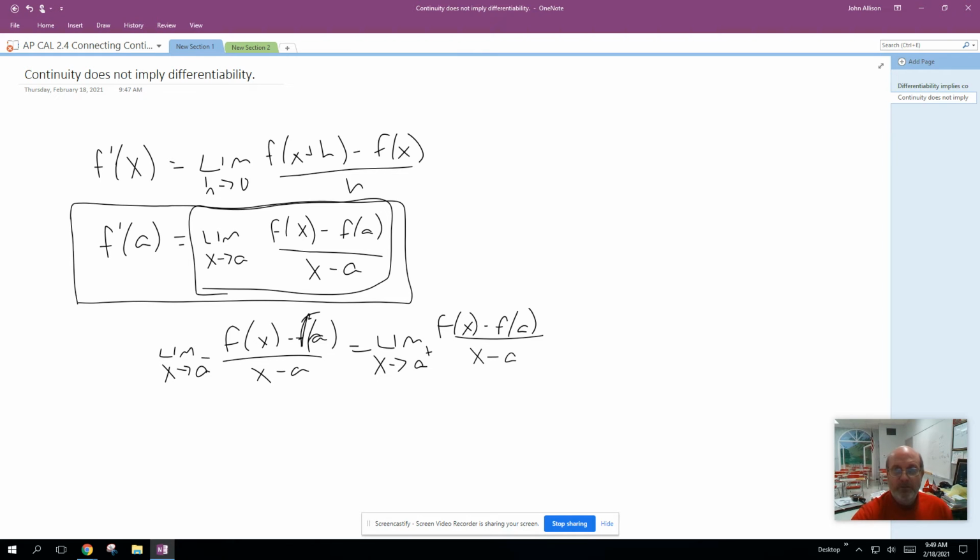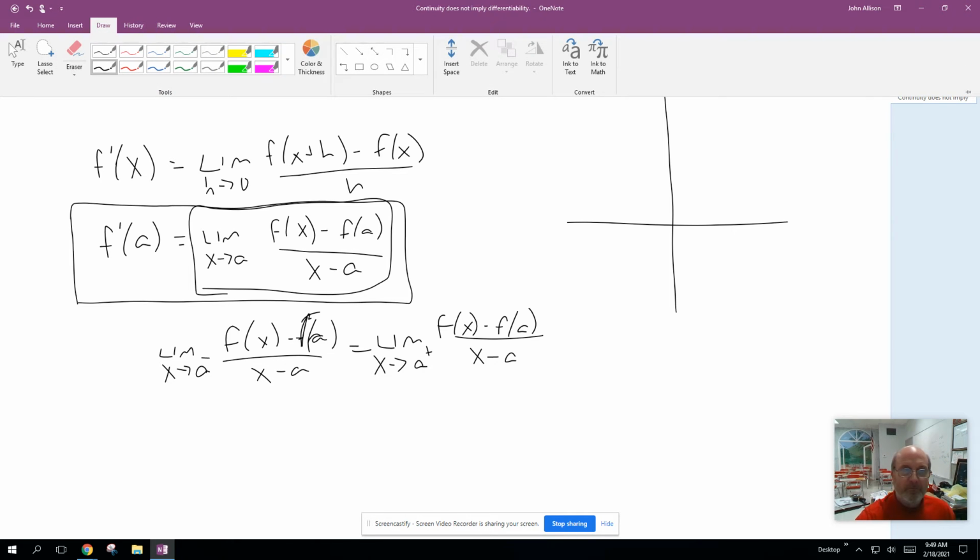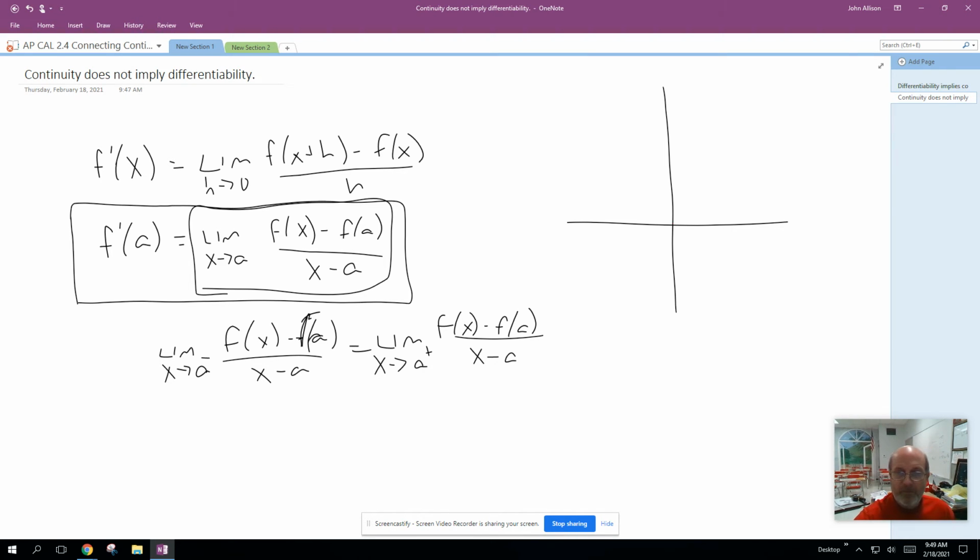If we look at a function, let's look at the absolute value of x. This function is continuous on its domain. No matter what x value you plug in, you can find the absolute value of real numbers. But f prime of 0 does not exist.